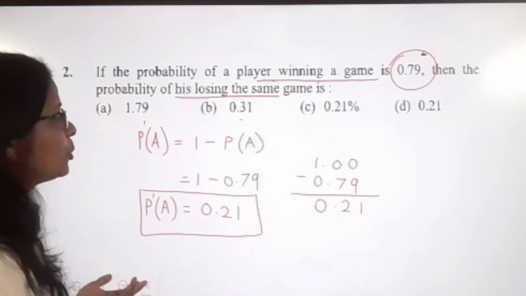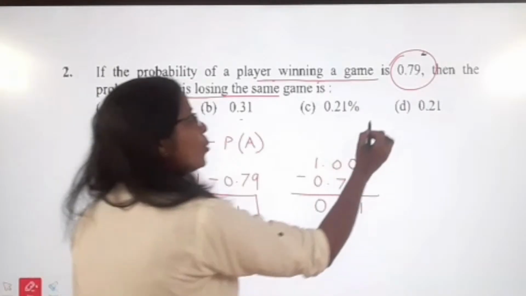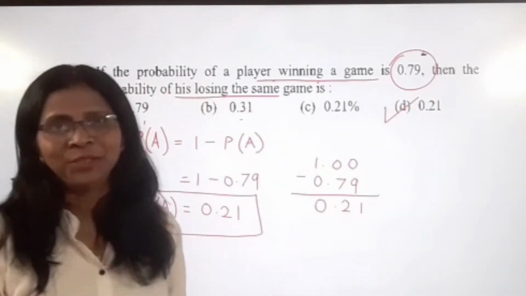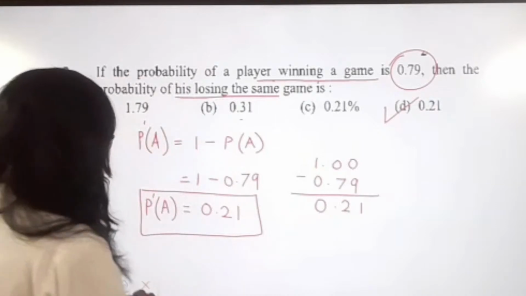So which option is correct? Option D, 0.21 is the correct option. Okay students, then next example.